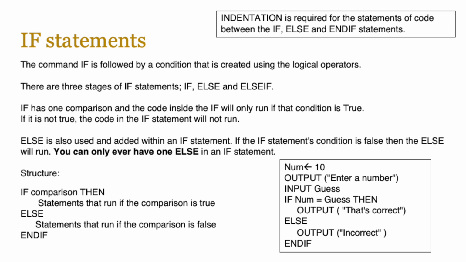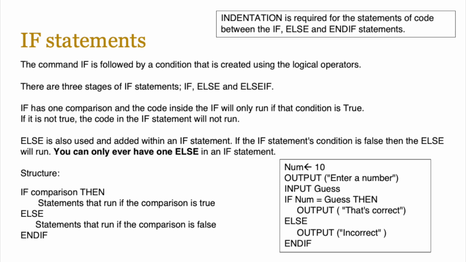Now we can also use the else statement to tell what happens if it doesn't meet that initial requirement. So let's look at the example here. Num is given the value 10, output "enter a number", and input guess. Now let's assume that the user types in 10. So our if statement goes: if num equals guess. For example, the guess is 10 and the number is 10. If they both match, then the result of the if statement is true, then we output "that's correct" because you guessed it correctly. But if they type something else, like for example 5, then the first part will give you a false. So that means that part is not going to run. Therefore, you're going to run the else part of the if statement and you're going to output "incorrect".